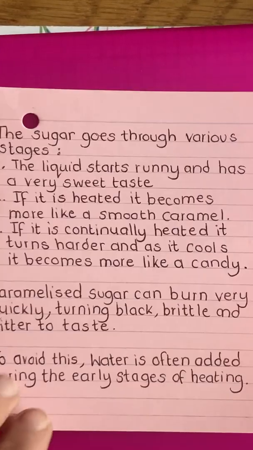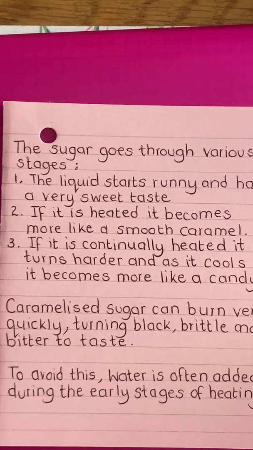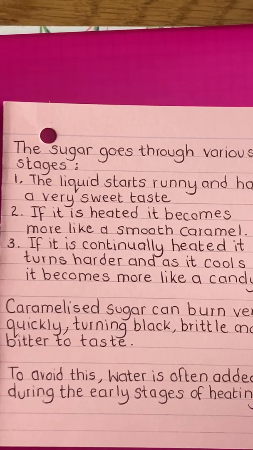The sugar goes through various stages. The liquid starts runny and has a very sweet taste. If it's heated, it becomes more of a smooth caramel. If it's continually heated, it turns harder, and as it cools, it becomes more like a candy. Caramelized sugar can burn very quickly, turning black, brittle, and bitter to taste. To avoid this, water is often added during the early stages of heating.